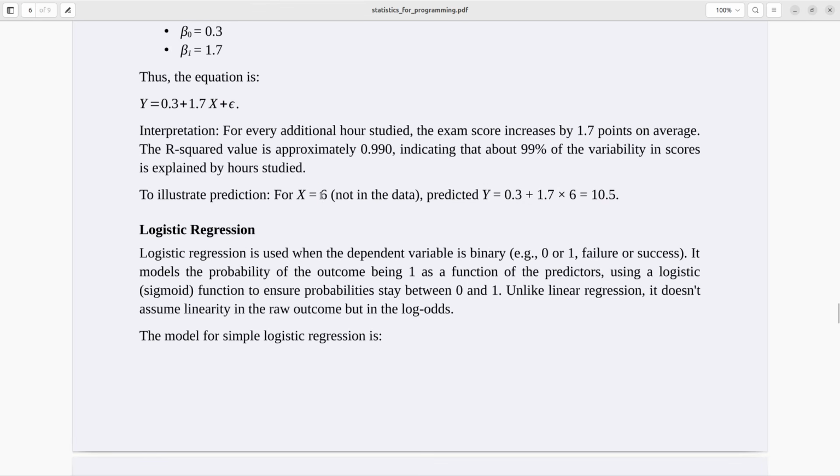So if I study for 6 hours, I will be able to get 10.5 marks. And this result will come from the linear regression model that we made shortly, okay?